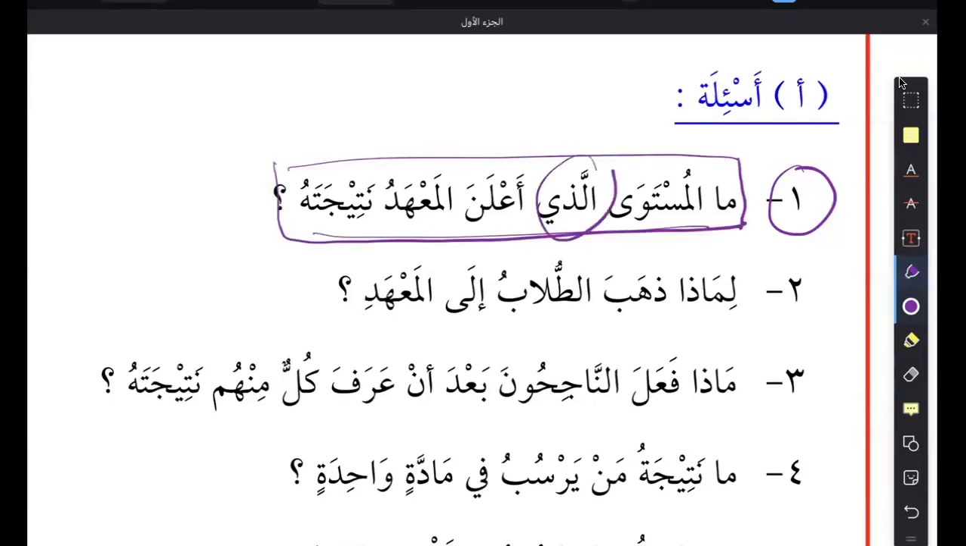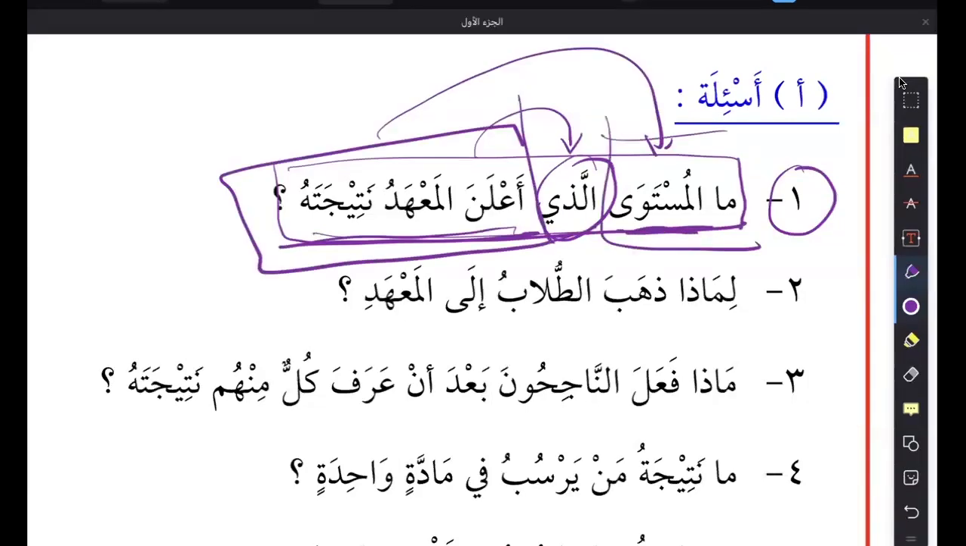I'm always mentioning that you have alladhi. When you have alladhi, in the next sentence, whatever you say, there has to be some kind of connector that connects to the alladhi. But before you know what that connector is, you have to know what alladhi represents. So what is alladhi representing? Alladhi is representing al-mustawa. And remember another thing: this portion does not have grammatical access to al-mustawa.